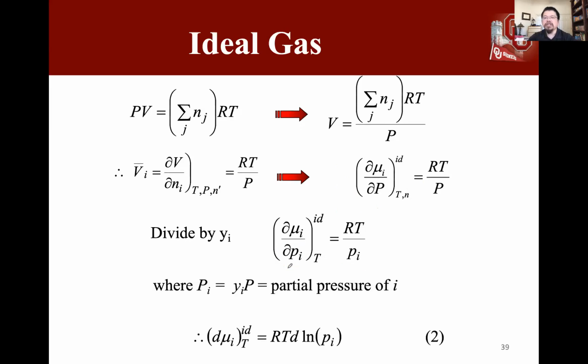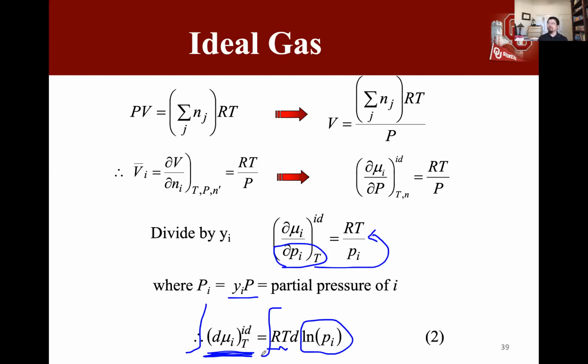And I have the last slide of today's lecture. So we try to have this replace the Pi, then we are going to move this term back to the right. So now you have the full derivative, d mu i for the ideal gas corresponding to RT d log of the partial pressure. Once we have that, that should be straightforward. Now moving forward, we can take the integration for this equation too.